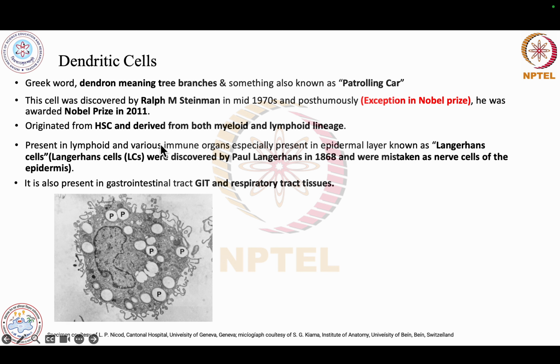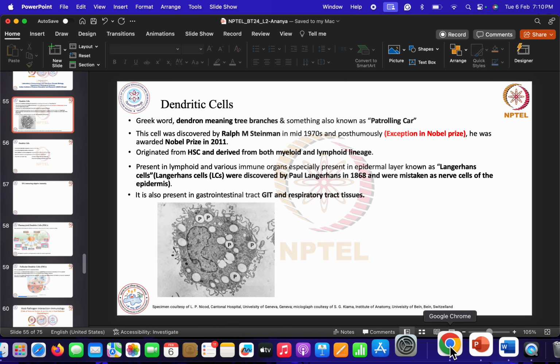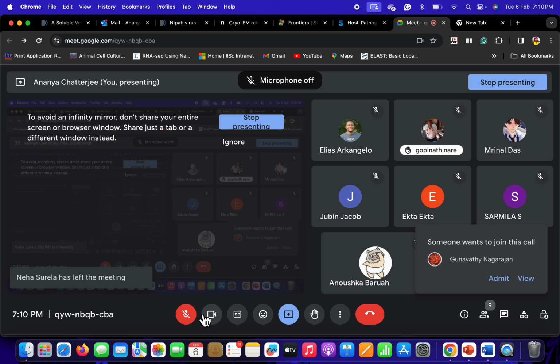Present in lymphoid and various immune organs, especially present in the epidermal layer, where they are known as Langerhans cells. Langerhans cells were discovered by Paul Langerhans in 1868 and were mistaken as nerve cells of the epidermis. It is also present in the gastrointestinal tract (GIT) and respiratory tract.